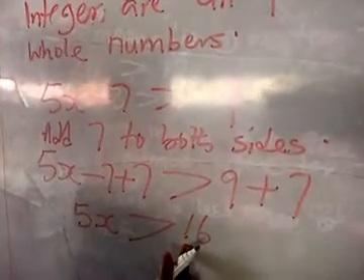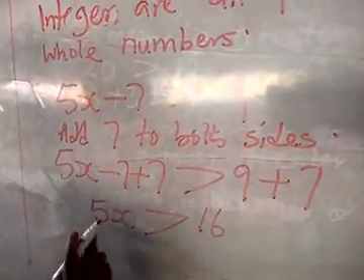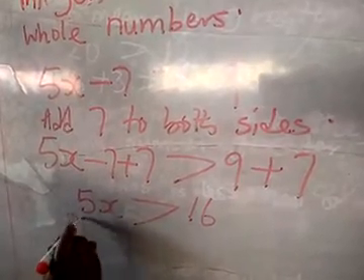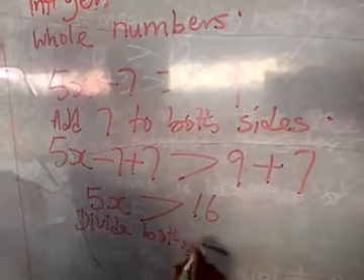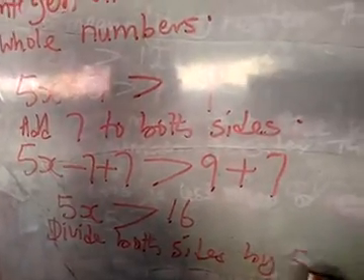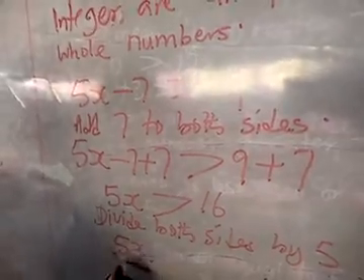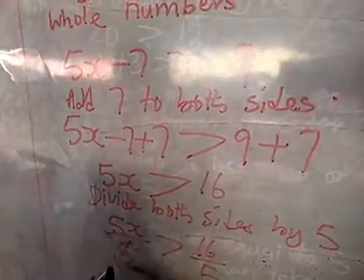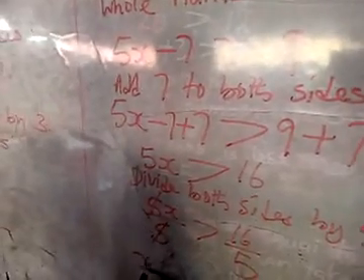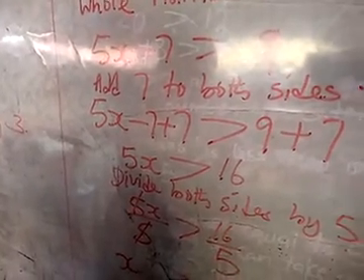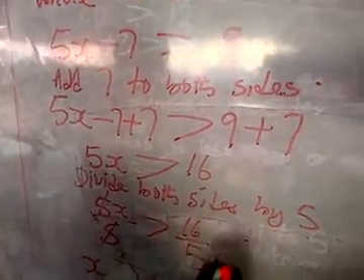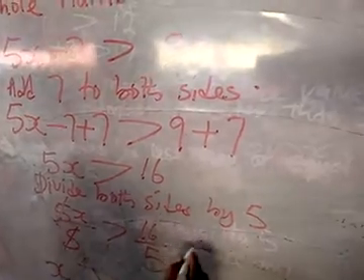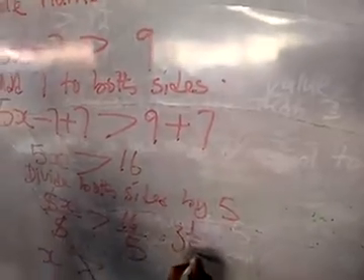Now on the right hand side, you have 16. Now we want to eliminate this 5 so that on the left hand side, you have only x. Divide both sides by 5. 5x divided by 5 is greater than 16 divided by 5. The 5 cancels itself, you are left with x on the left hand side, is greater than 16 divided by 5. When 16 is divided by 5, you have 3 remainder 1, so 3 and 1 over 5.